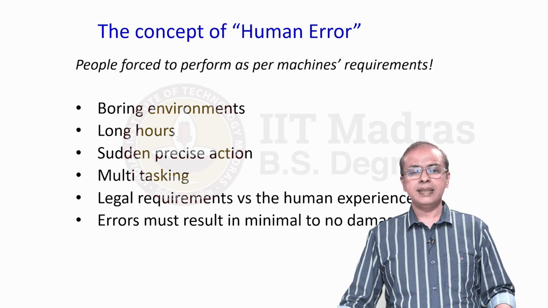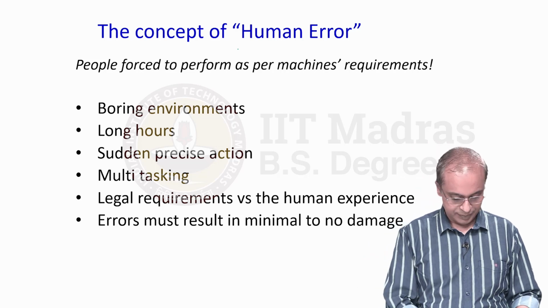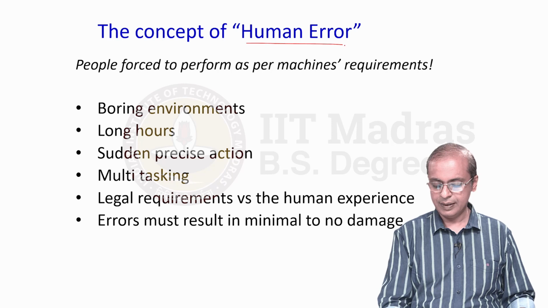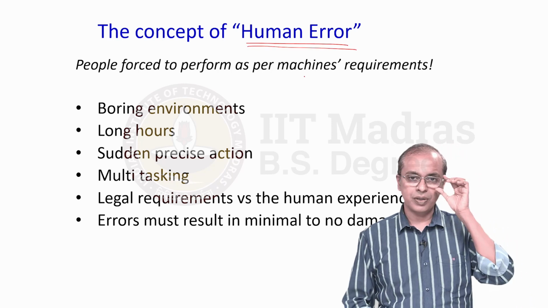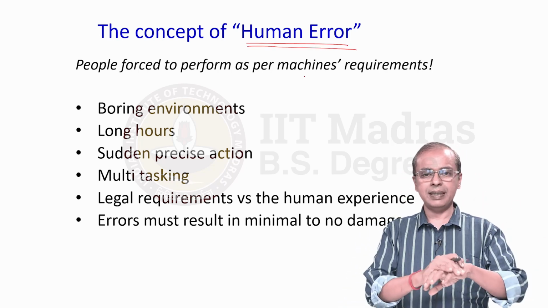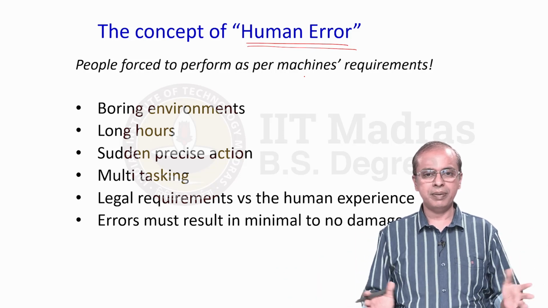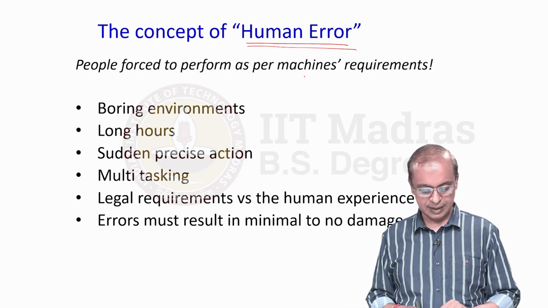I would like to close with this idea of human error. So this is a very commonly used term. Anytime something goes wrong, you will hear so many news reports where they simply blame it on human error. They will say, because of human error, this event happened. That's a very common usage.